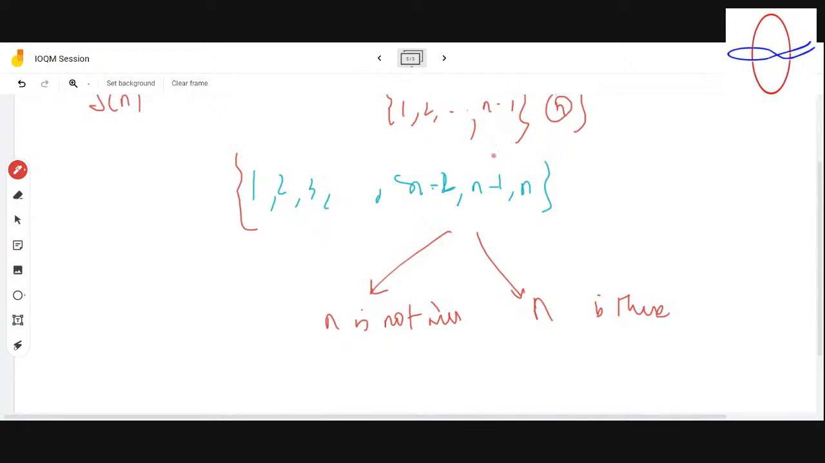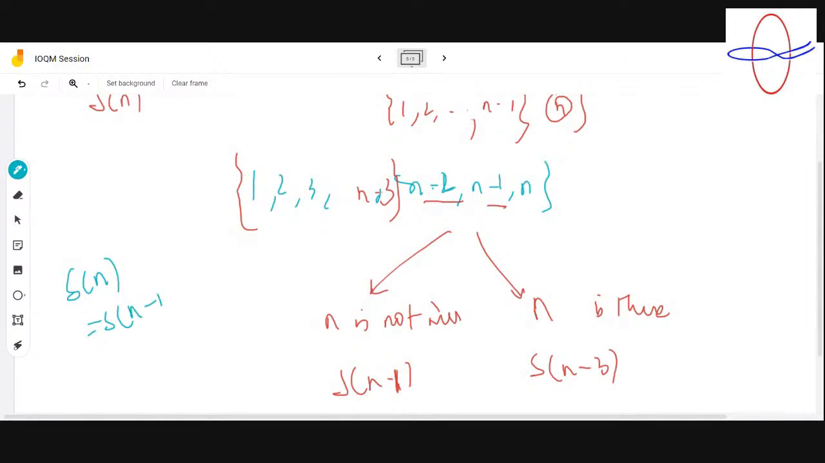If n is there, then n minus 1 and n minus 2 will never be there, right? So it will be s of n minus 3. Did you get this point? Any Spacey set of this, plus n. Now suppose n is not there. Then naturally it will be s of n minus 1. So what do we get? We get that s of n is equal to s of n minus 1 plus s of n minus 3. Did you get it, guys?